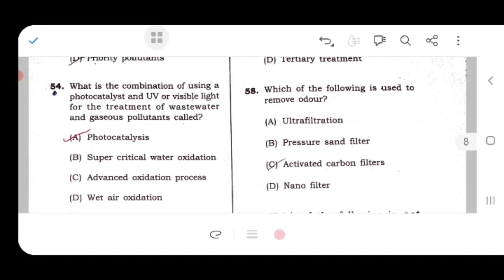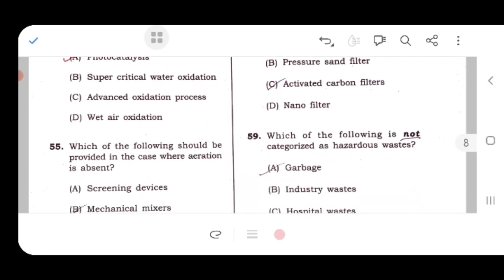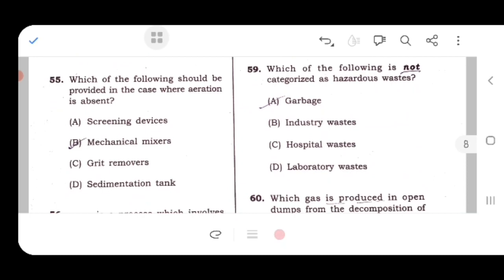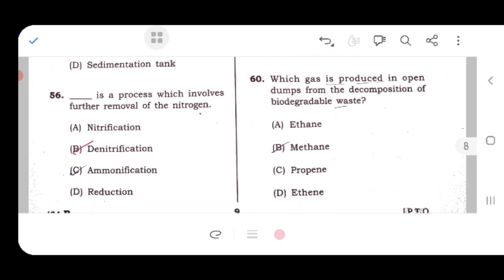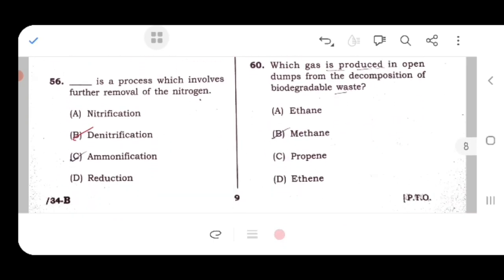Dash tend to resist conventional methods of wastewater treatment? Refractory organics. What is the combination of using photocatalyst, UV or visible light for treatment of wastewater and gaseous pollutant? Photocatalyst. Which of the following should be provided in case where aeration is absent? Mechanical mixture. Dash is a process which involves further removal of nitrogen. Denitrification.